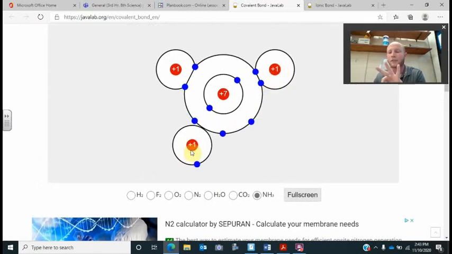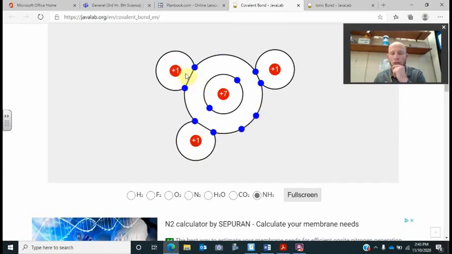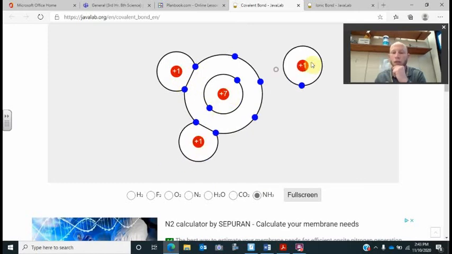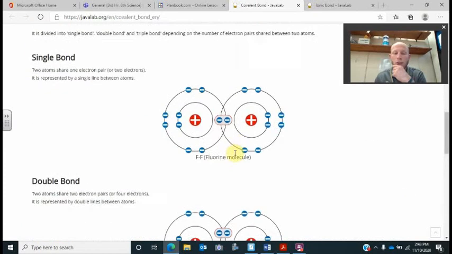So there's 3 different single bonds, because when I'm talking about a single bond, it's between 2 atoms, right? It's not between all 3 of these guys. It's just between this hydrogen and this nitrogen, a single bond, this hydrogen and this nitrogen, and this hydrogen and this nitrogen again is a single bond.